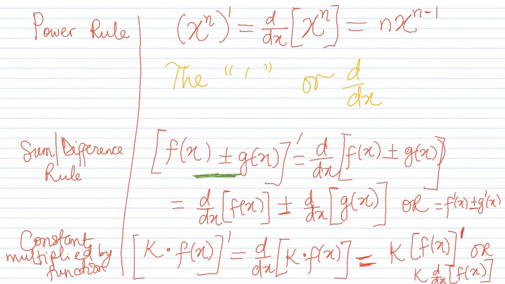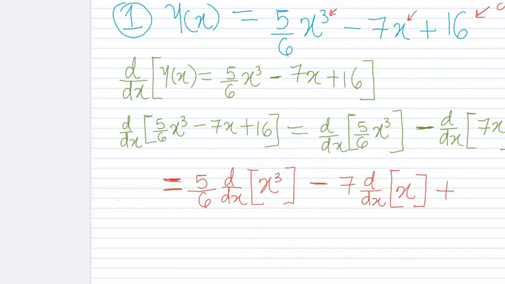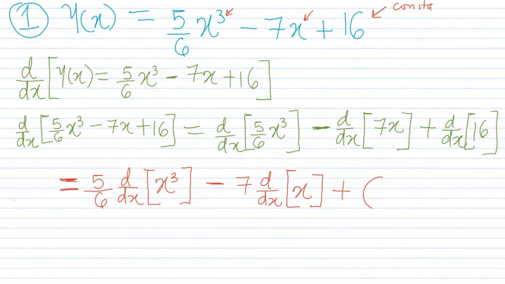If you look at this page here, differentiation of any constant is always 0. So I'm just going to put a big 0 here. So now that we've done that, we can now start. Now, what rule are we going to apply here?